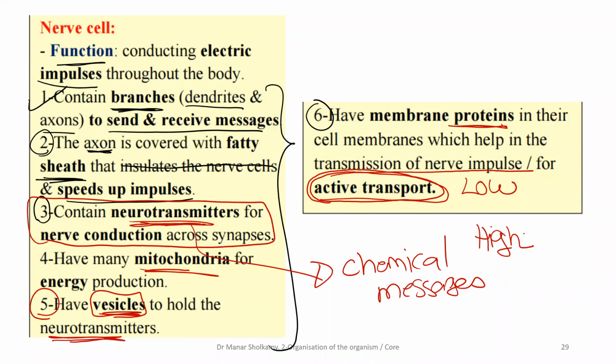It has branches to carry the messages. These branches are covered by fatty cells, and these fatty cells help the impulses to travel quickly. They have the chemical message itself inside vesicles, known as neurotransmitter. They have vesicles holding lots of neurotransmitters. They have many mitochondria for energy, and they have proteins in their membranes that help in the transmission by active transport.